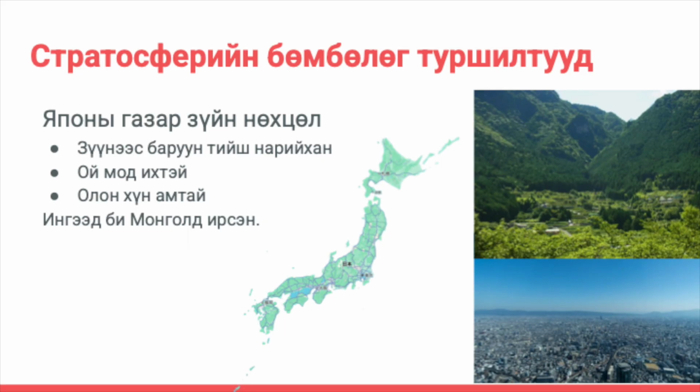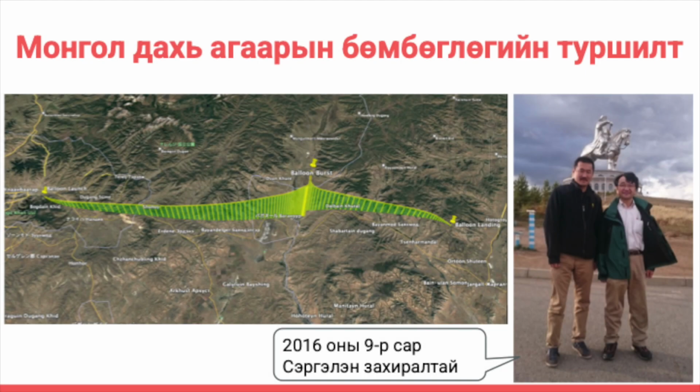In Japan, lands are narrow in width and mostly covered with forest, and there live many people in plains. So I came to Mongolia, which has vast land with less forest and less people. The picture on the right with Mr. Sergey was taken in 2016 when I came to Mongolia for the first time.